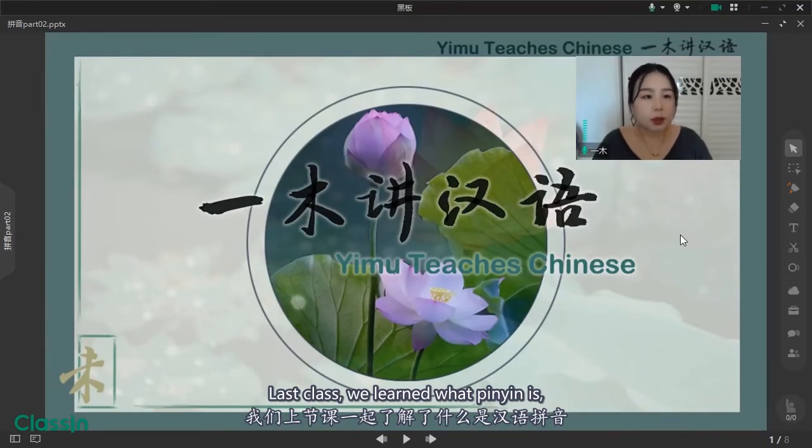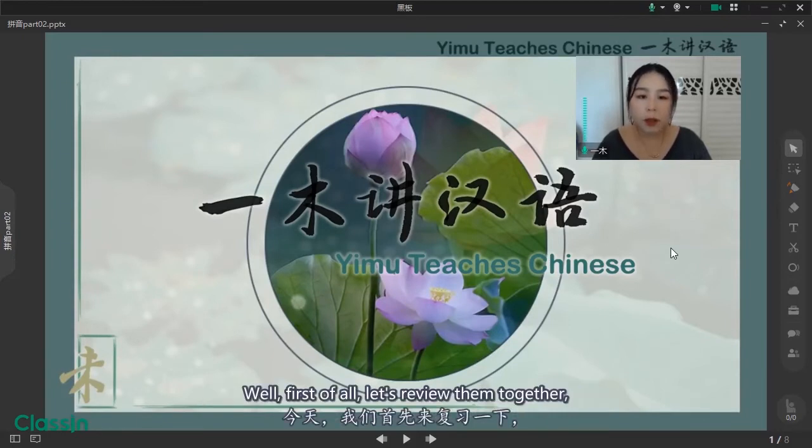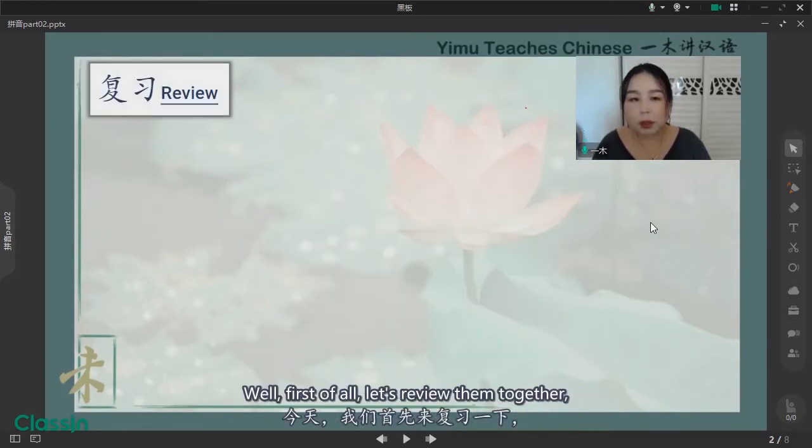Last class, we learned what Pinyin is. At the same time, we learned some initials and finals. Well, first of all, let's review them together.